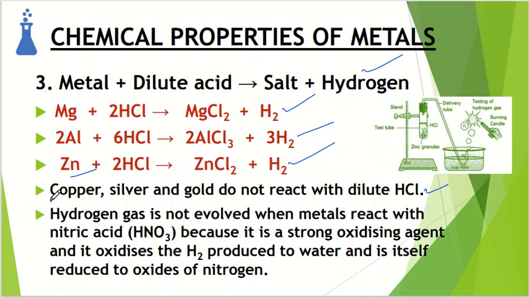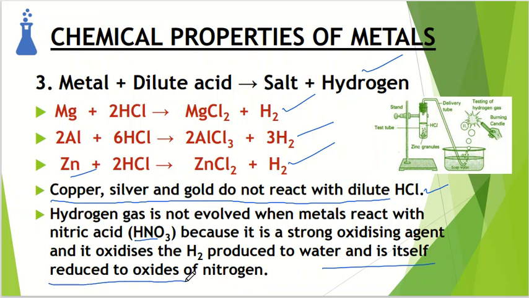Again, you can see on the screen and you should keep in mind which elements do not react with dilute HCl. Hydrogen gas is not evolved when metals react with nitric acid, HNO3, because it is a strong oxidizing agent and it oxidizes the H2 to produce water and is itself reduced to the oxides of nitrogen.